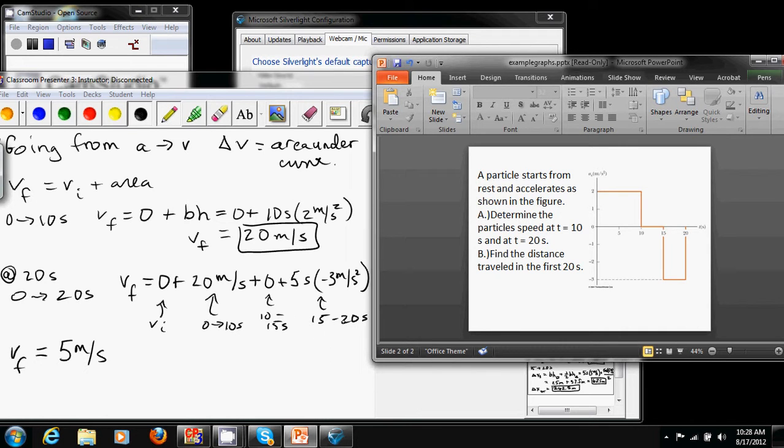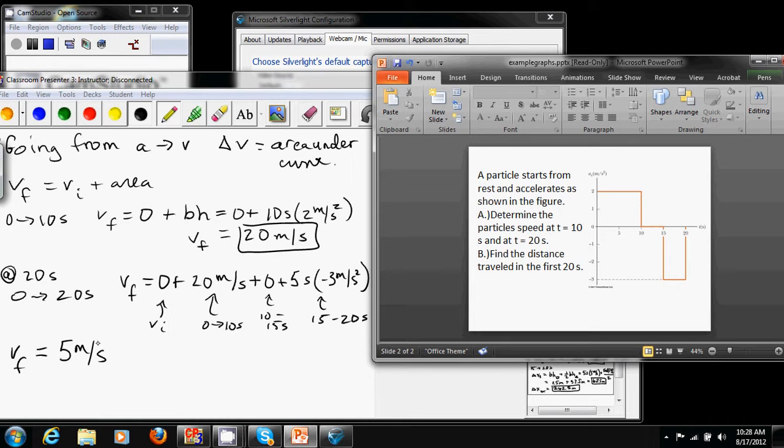Now, between 15 and 20 seconds, this is a little tricky because it's underneath the time axis, and that means we're going to have a negative area. So here we have, again, base times height because it's a rectangle. The base is 5 seconds. The height is minus 3 meters per second squared.